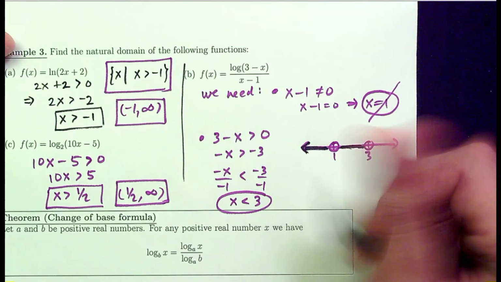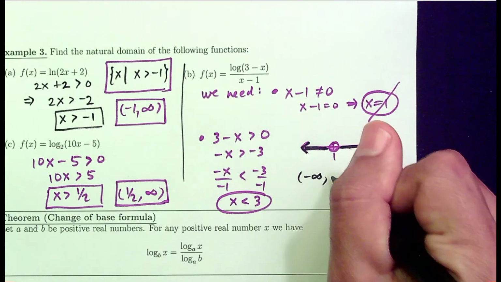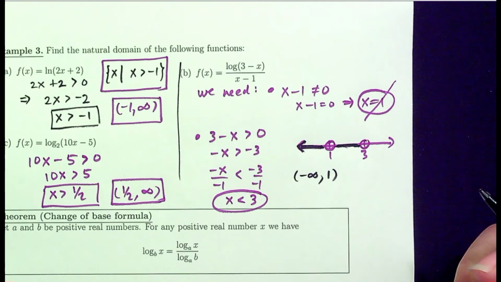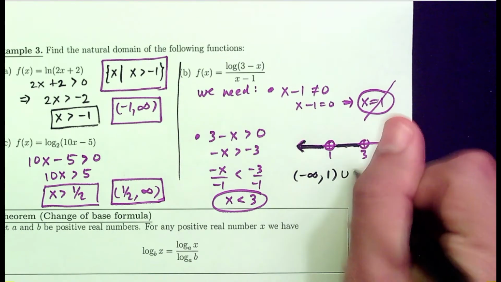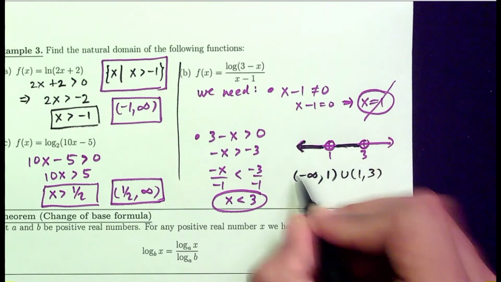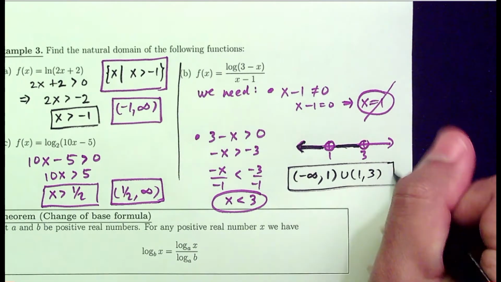So the answer is going to be from minus infinity to 1, parentheses because I'm not including 1, union 1 to 3. That is the answer in interval notation.